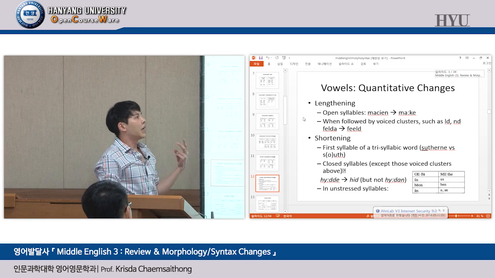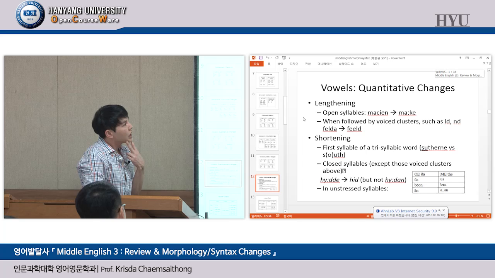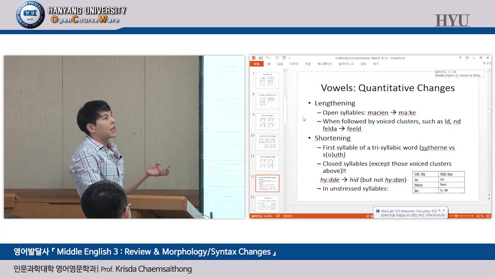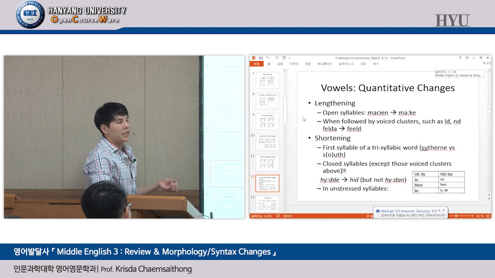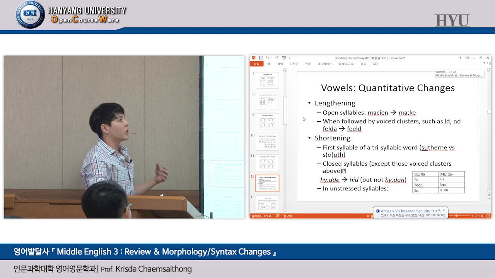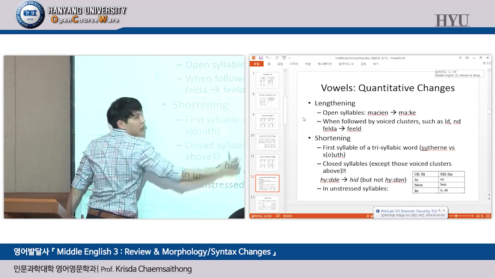And then in the second condition, when a vowel is followed by a voiced cluster, such as LD or ND, these are voiced clusters, right? So they lengthen the vowel. So you see the LD here, so failda to failed, like that.